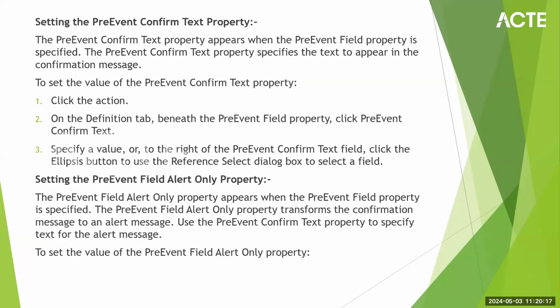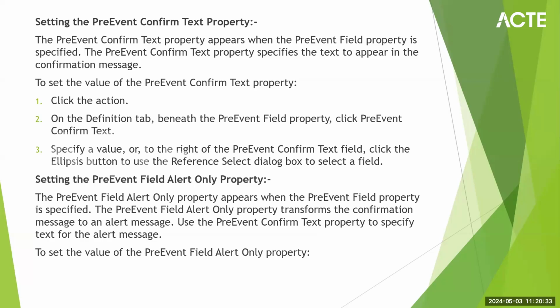How do you do that? Click on the action on the definition tab beneath the pre-event field property. Click on the pre-event confirm text and specify a value. If not, you can just directly map the field to that particular property.